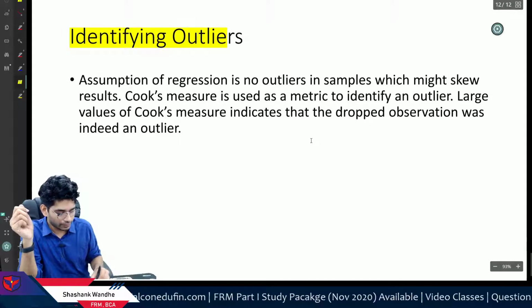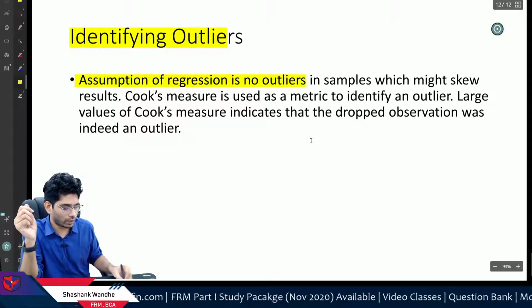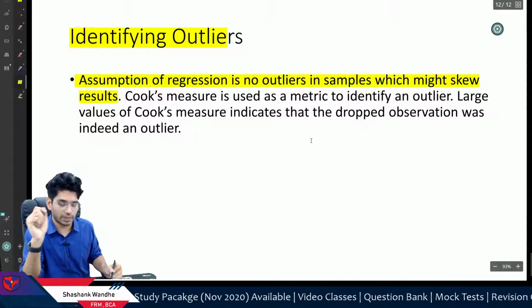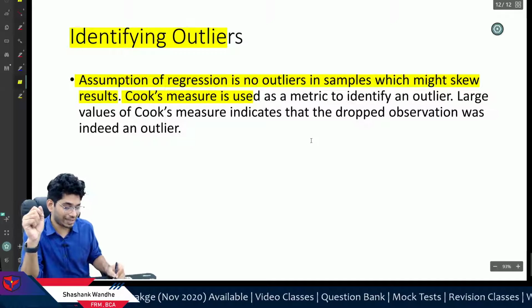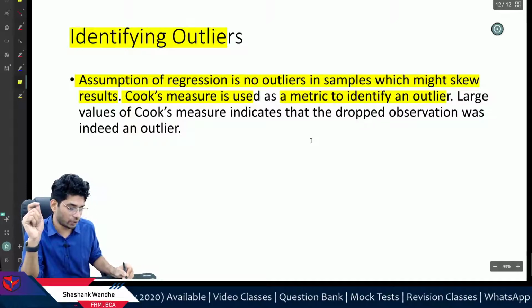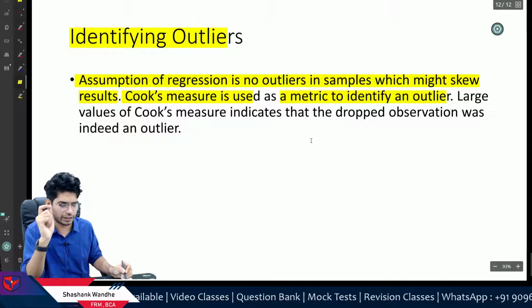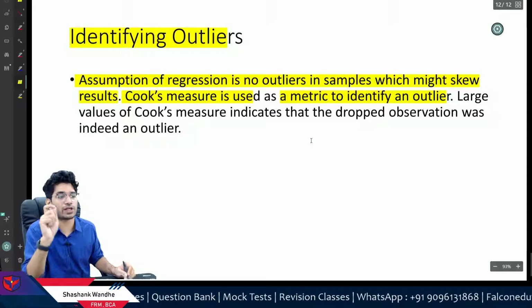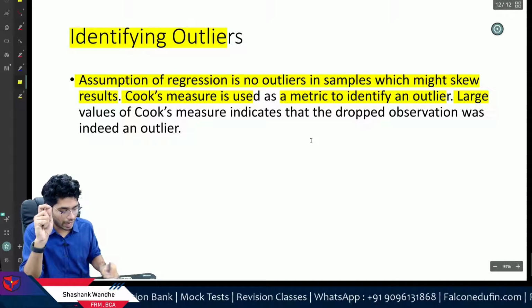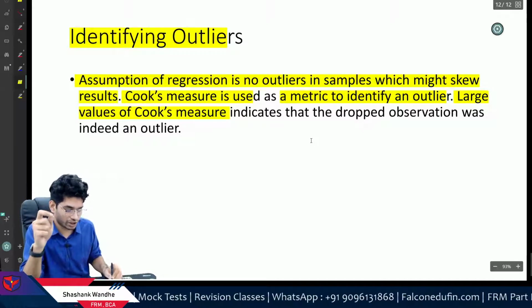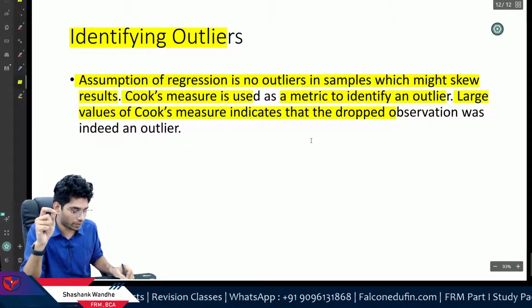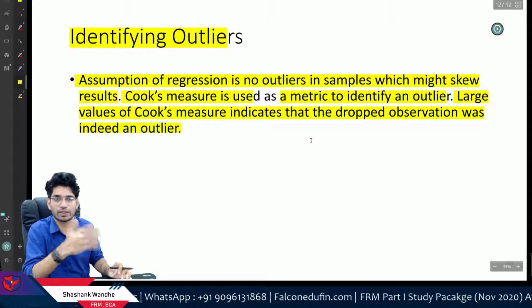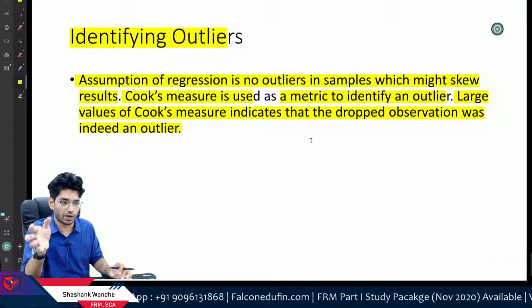Identifying outliers. An assumption of the regression is that there is no outlier in the sample which might skew the result. Cook's measure is used as a metric to identify the outlier. There is a specific measure designed to check for outliers, which is Cook's measure. Large values of Cook's measure indicate that the dropped observation was indeed an outlier. Again, with software you can directly calculate Cook's measure, not a big problem.